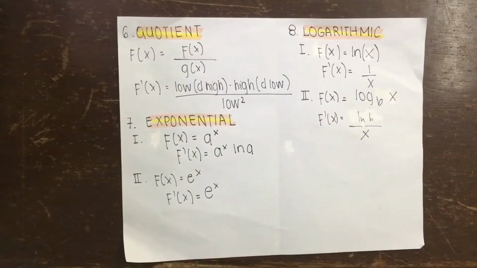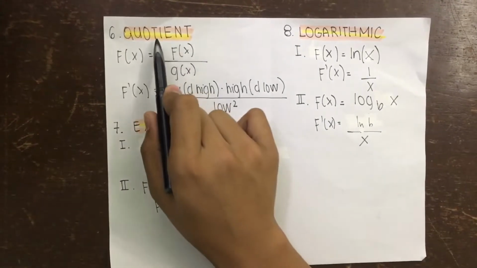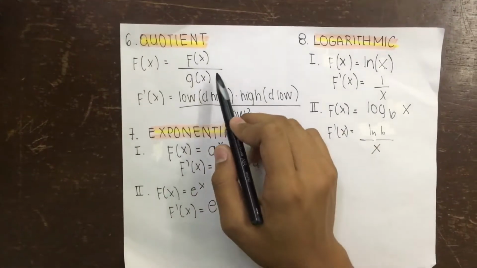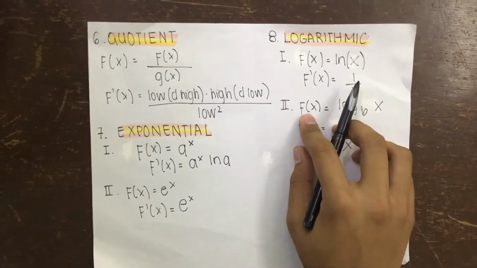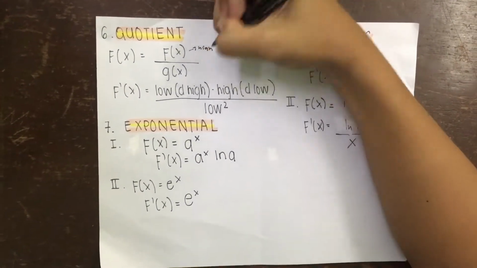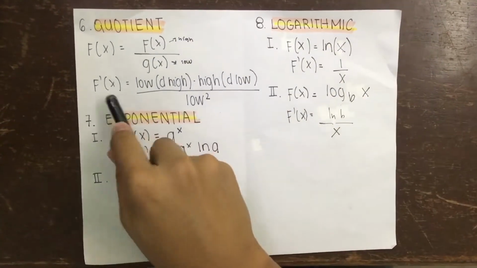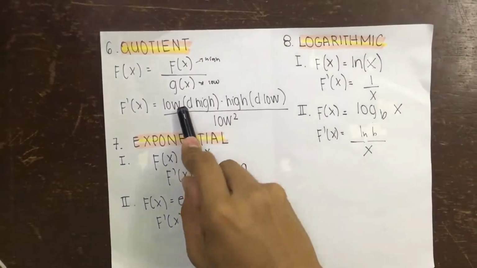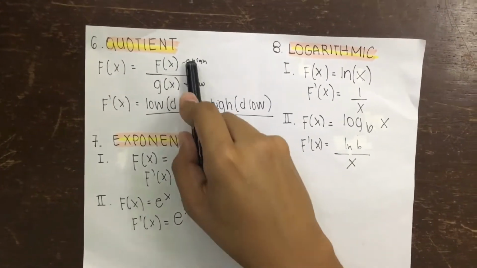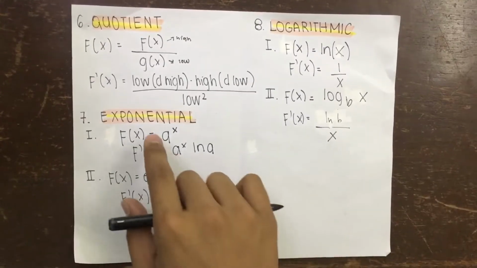So for our next 3 rules, we have quotient, exponential, and logarithmic rule. First, let's go to quotient rule. If we have a function equal to f of x over g of x, first we'll label this as high, and we'll label this as low. Then f prime of x is equal to low times the derivative of high minus high times the derivative of low over low squared.